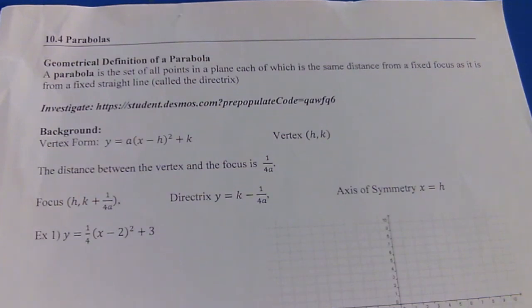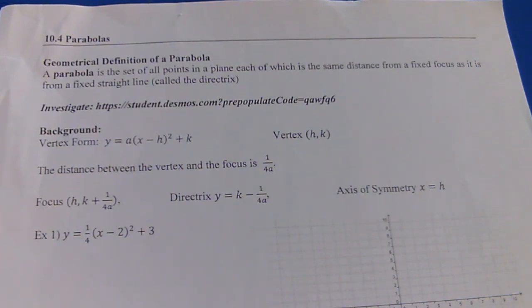We've seen parabolas for years, I mean, from algebra 1, algebra 2, pre-calc, everything. But here we're defining it a little different. It's a set of points in a plane that are the same distance from one focus point and a fixed line called a directrix. Now, there's two ways to write an equation of a parabola. So I want to show you both ways.